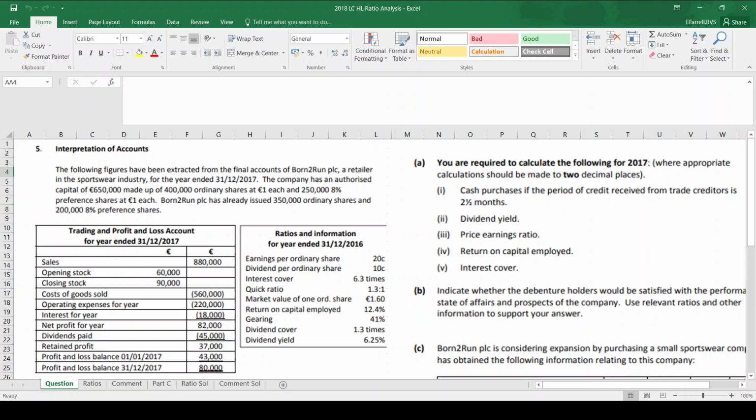Hi, today we are going to have a look at the 2018 Leaving Cert Higher Level Ratio question. As with all ratio or interpretation of accounts questions, this is question 5 on the paper. Again, in all of these questions, in part A, you are asked to calculate 5 ratios. So that's what we're going to do first of all.